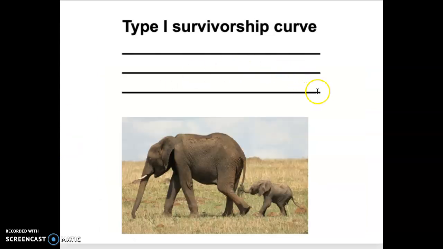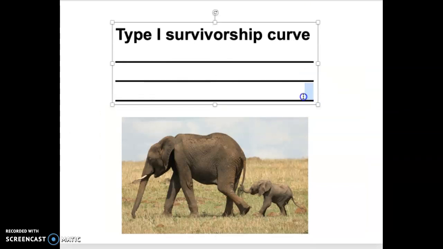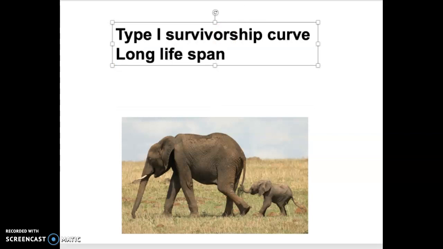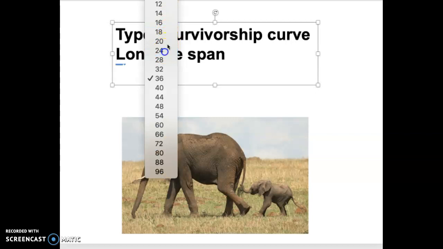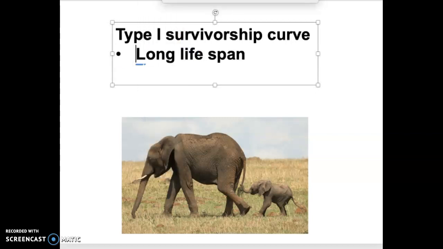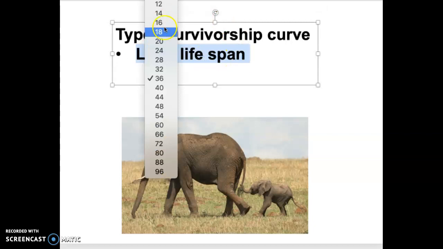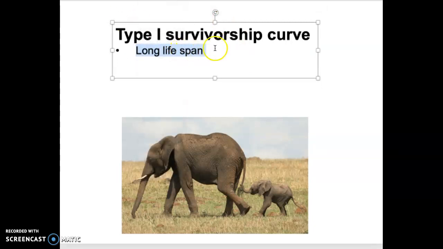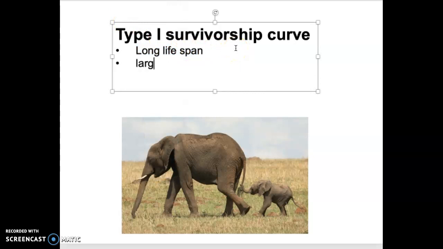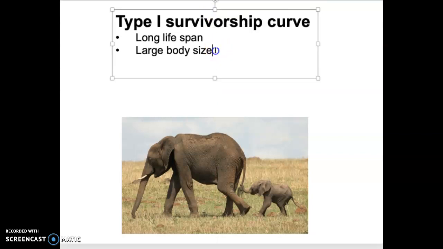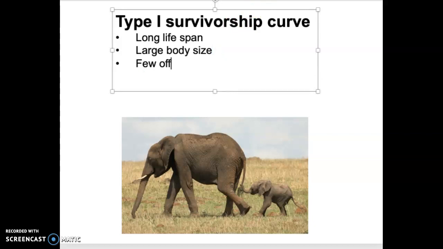So in general, organisms that exhibit a type 1 survivorship curve tend to have a long lifespan. They generally have a large body size, relatively speaking. They typically have very few offspring.